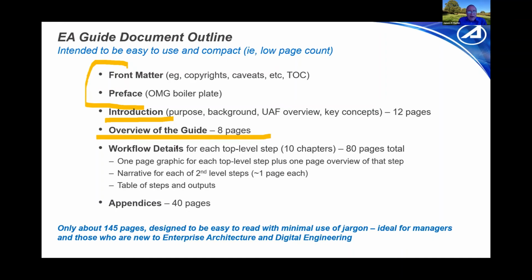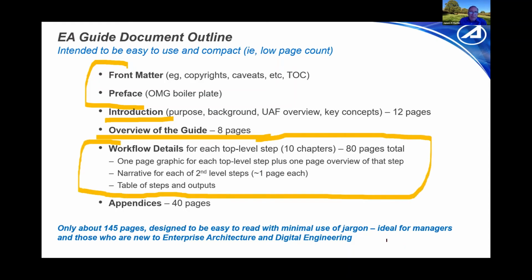with an overview of the guide, telling them what to expect, and the bulk of the information is in the 10 chapters corresponding to each of the 10 steps. So we have about 8 pages per step. Each provides a description of the top level steps, a narrative for each of the second level steps, and a table of the steps that correspond to that chapter.